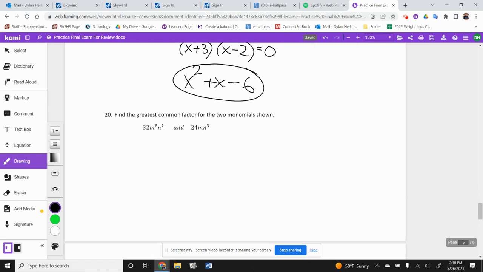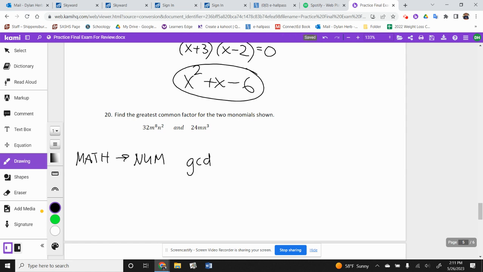Number 20, greatest common factor. You can use your calculator under the math. I think it's under math. Let's look at my calculator. Math tab. And then if you go over to NUM, which is one spot to the right, and you go the whole way down to the bottom of that list, you will find GCD.